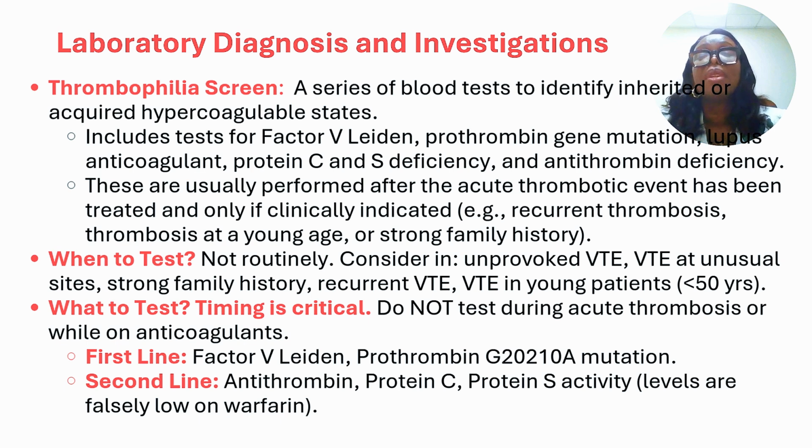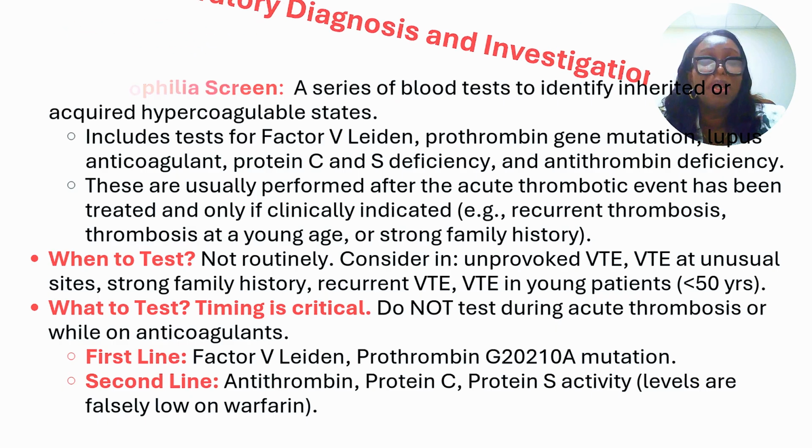Timing is very critical. Do not test during acute thrombosis or while the patient is on anticoagulant. The test should not be done during acute thrombosis or while on anticoagulant. Now, the test is the first line for diagnosis of factor V Leiden and prothrombin G20210A mutation, and is a second line test for diagnosis of antithrombin, protein C, and protein S activity level deficiency. Remember that the levels of these are falsely low when the patient is on warfarin.